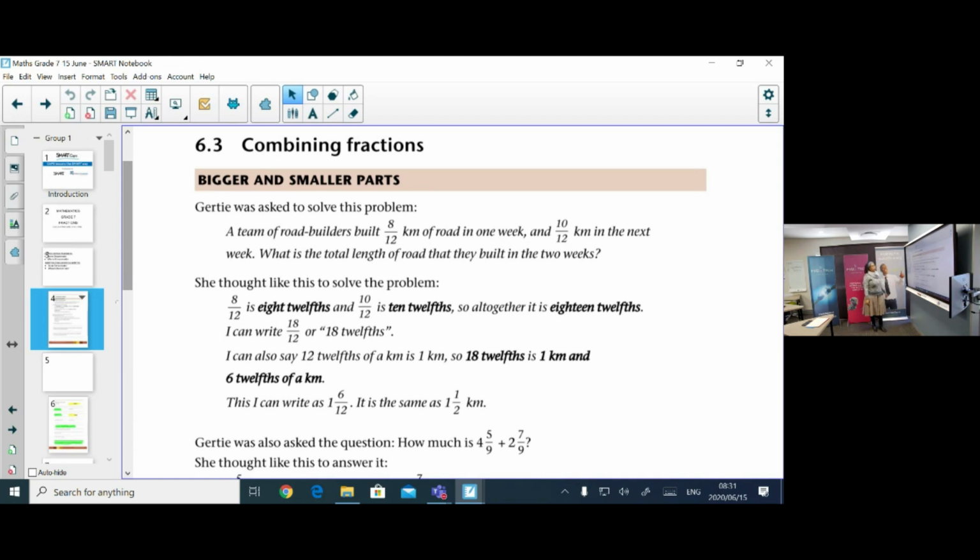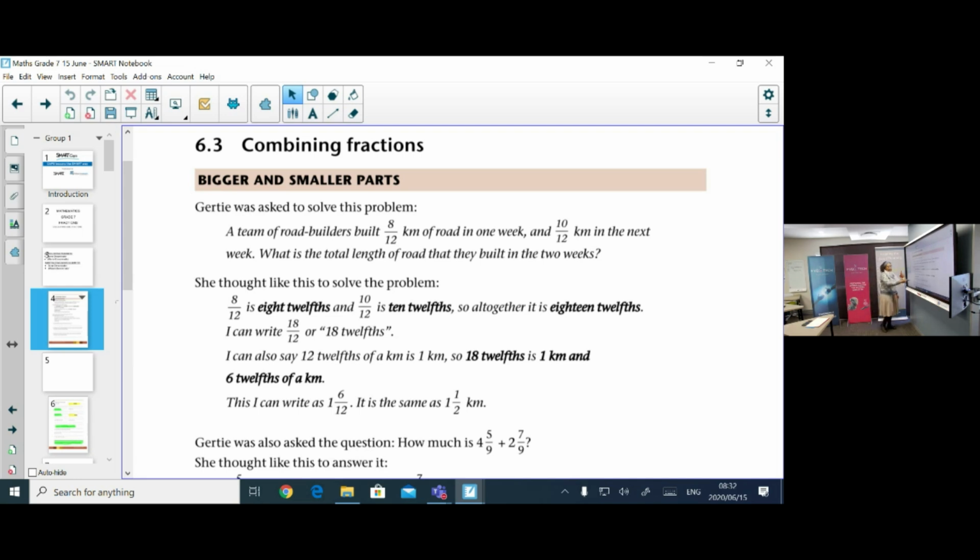So when we start, we'll be looking at combining fractions. Gary was asked to solve this problem. A team of road builders built 8 divided by 12 kilometers of road in 1 week and 10 out of 12 kilometers in the next week. What is the total length of the road that they built in the 2 weeks? So in other words, it means we are going to add 8 out of 12 plus 10 out of 12 and see how much it is.